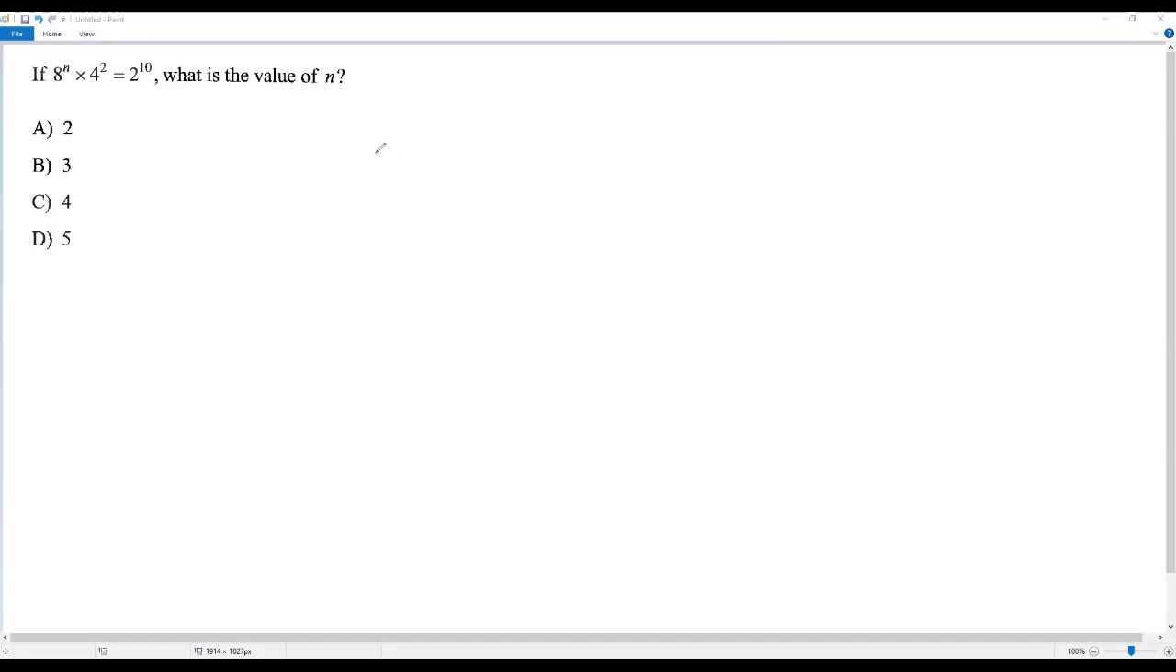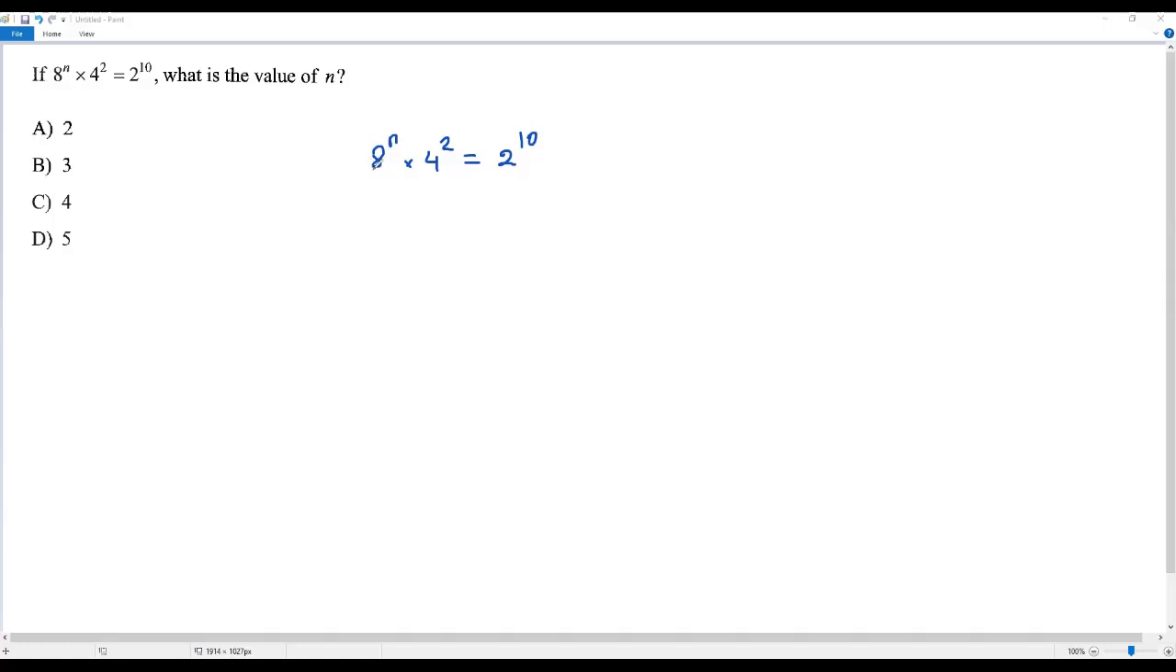Okay, so in the given equation, 8 to the nth power times 4 to the second power equals 2 to the 10th power, we have to solve for n. So actually we have n at the exponent. Whenever we solve for a variable that is at the exponent, we have to get the same base on both sides. Once we get the same base on both sides of the equation, we can equate the exponents and solve for the variable. Here on the right side, we have base 2.